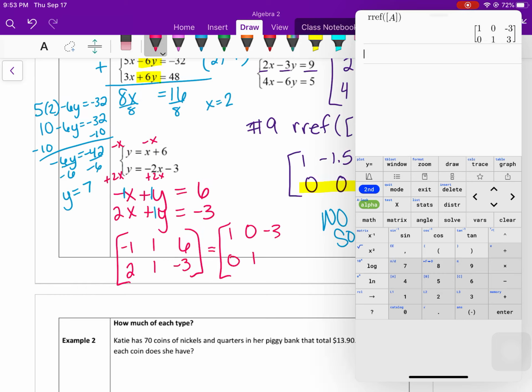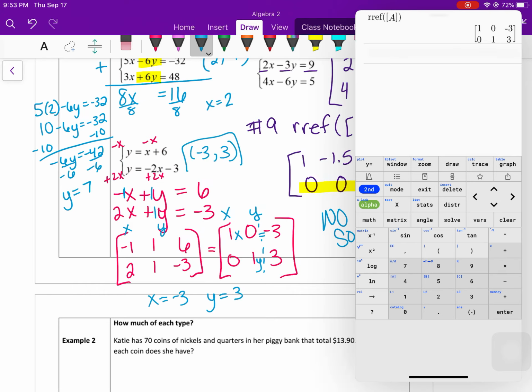1, 0, -3, 0, 1, 3. So if you remember that this row is your x's and this was your y's. So this is your x's and this is your y's. So this says that, and then the equals was right here. So this says that 1x equals -3 and 1y equals 3. So x equals -3 and y equals 3. Or you could write your answer as an ordered pair, -3, 3.